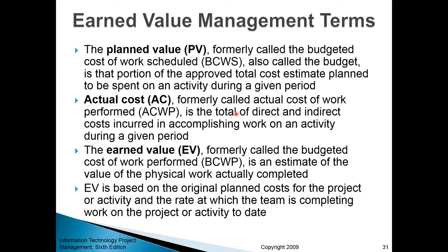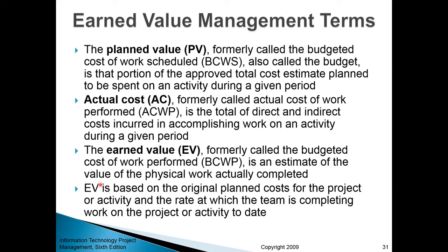Actual cost is the total direct and indirect cost incurred in accomplishing work on an activity during a given period. So planned value means this is how much you planned to spend during a particular period. Actual cost means this is how much you actually spent, right? So actual cost most of the time probably is greater than the planned cost, or oftentimes it's greater.